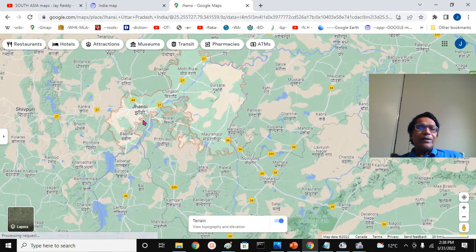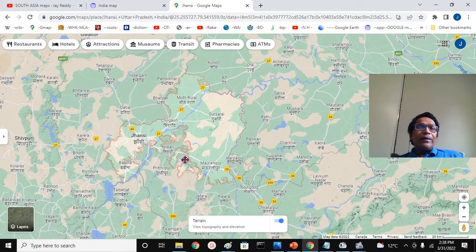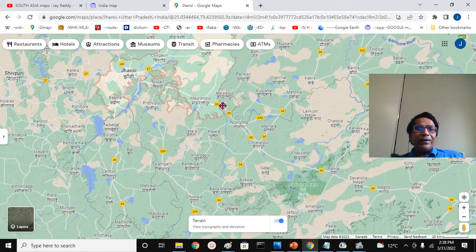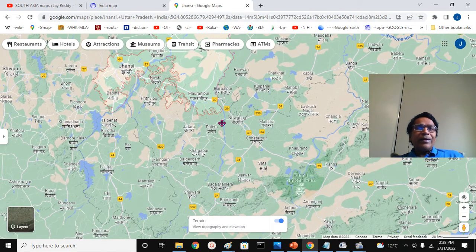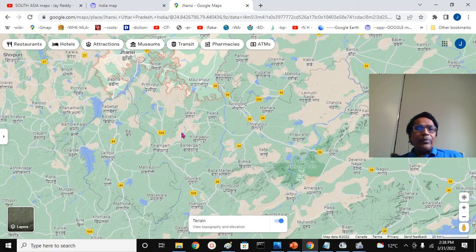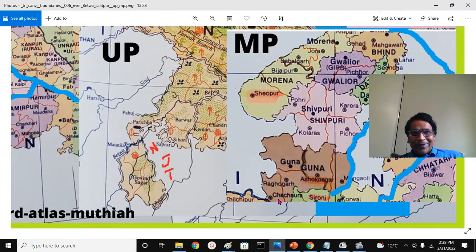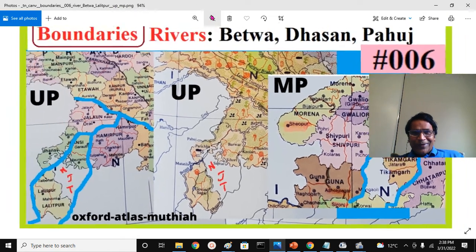You see the Jhansi town in the western part of the river, and we see the eastern part is Mauranipur and all those parts. The Betwa river cuts the district of Jhansi into two, and we see the Dhasan river joining here. And this is the Dhasan river, and this is the Tikamgarh area. You have Lalitpur, and this is the Tikamgarh area, Lalitpur district, and that's about the natural boundaries for today.